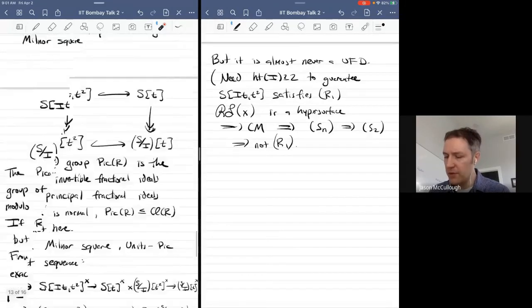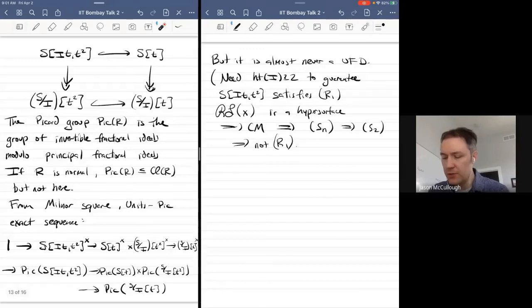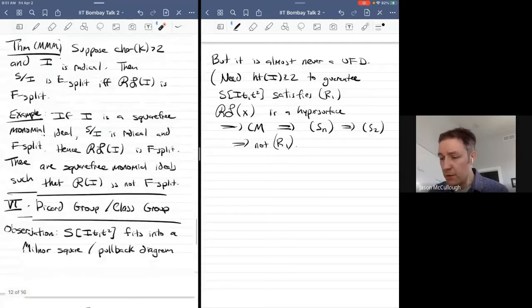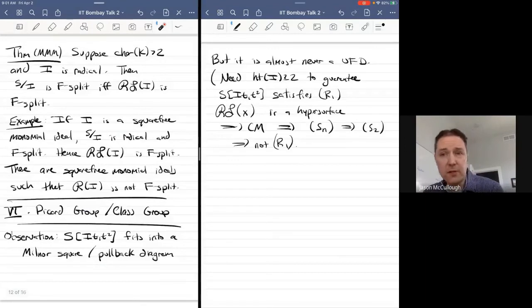I think we used the grading to determine the units group when we computed the Picard group. So I needed to know exactly what the units groups were. So I probably needed it there. But you're right, you can absolutely define Rees-like algebras in a much more general context where S isn't just a polynomial ring, it's an arbitrary ring. And I is some ideal in that ring.